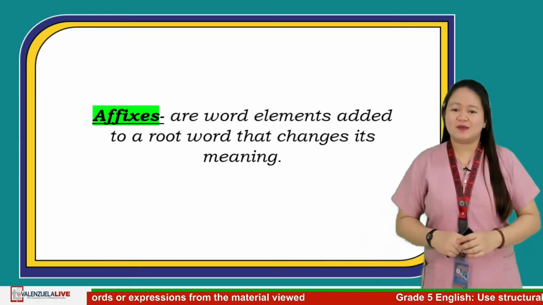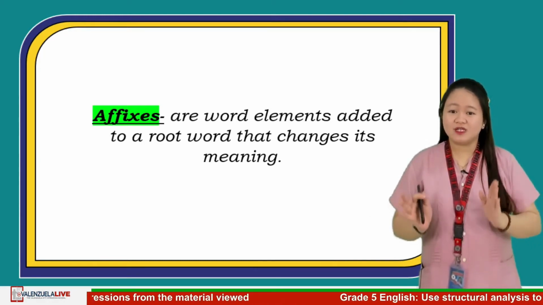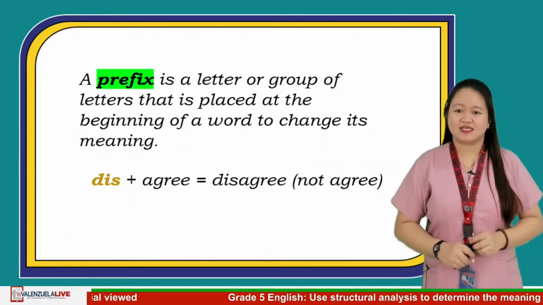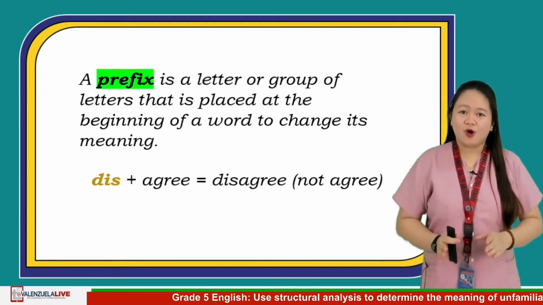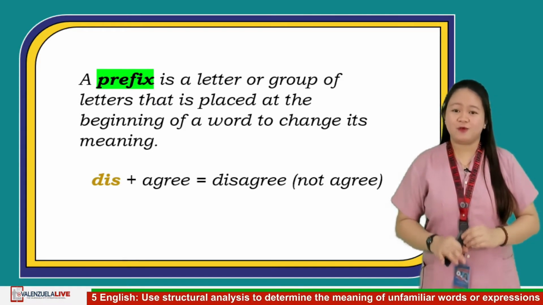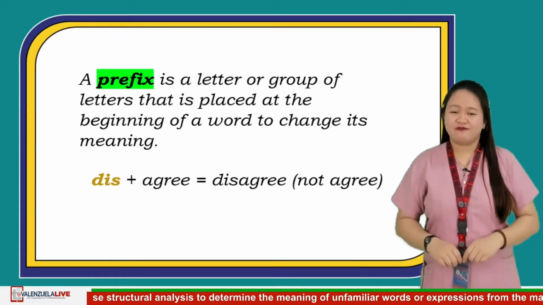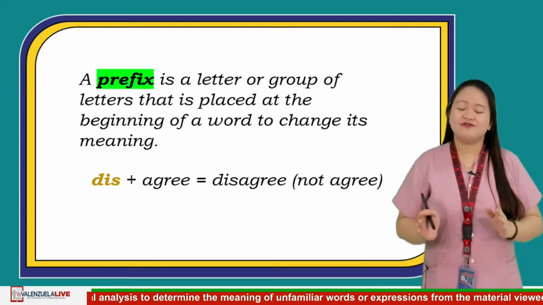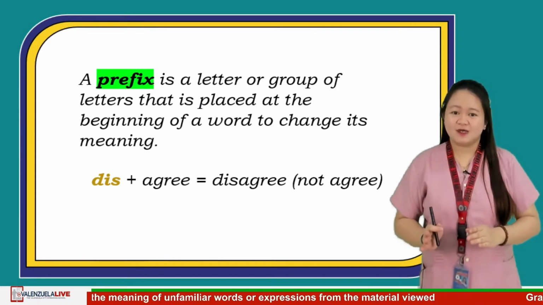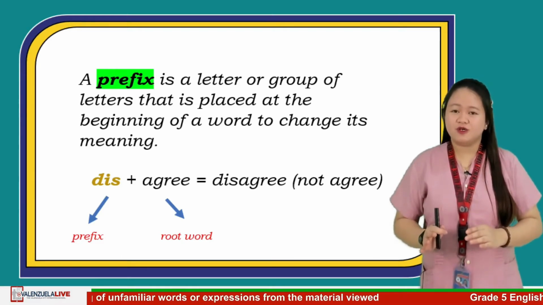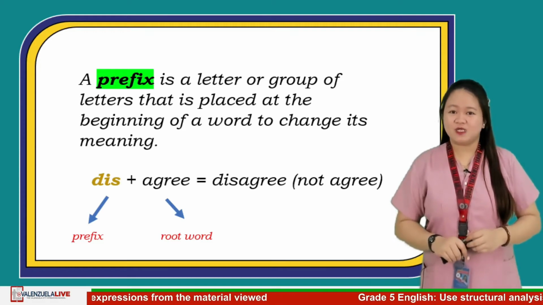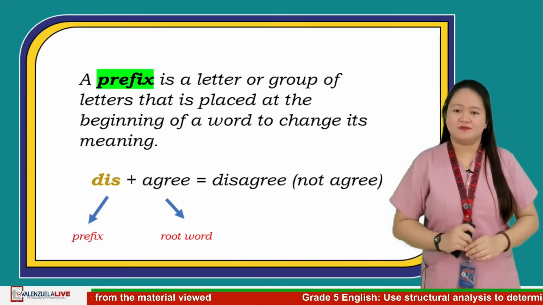Affixes are word elements added to a root word that change its meaning. There are three main types of affixes, but let's only talk about two. The first one is the prefix. A prefix is a letter or a group of letters placed at the beginning of a word to change its meaning. For example, let's say you have the root word agree. Then you add the prefix dis, which means not or opposite to the word agree. That gives you the word disagree, which means to not agree.